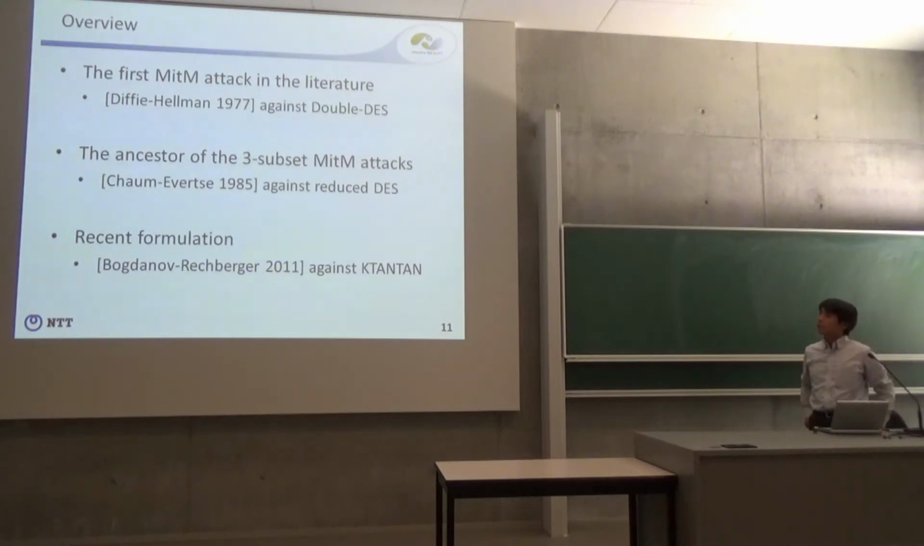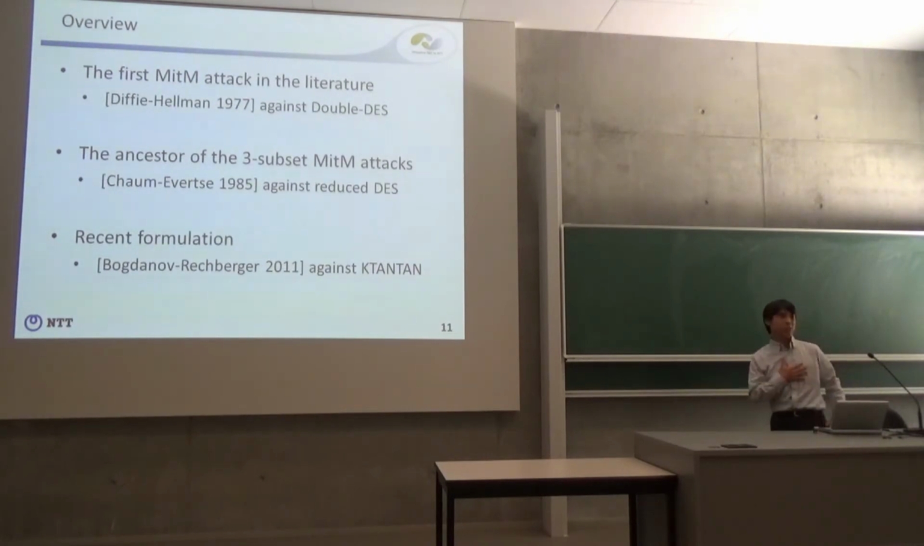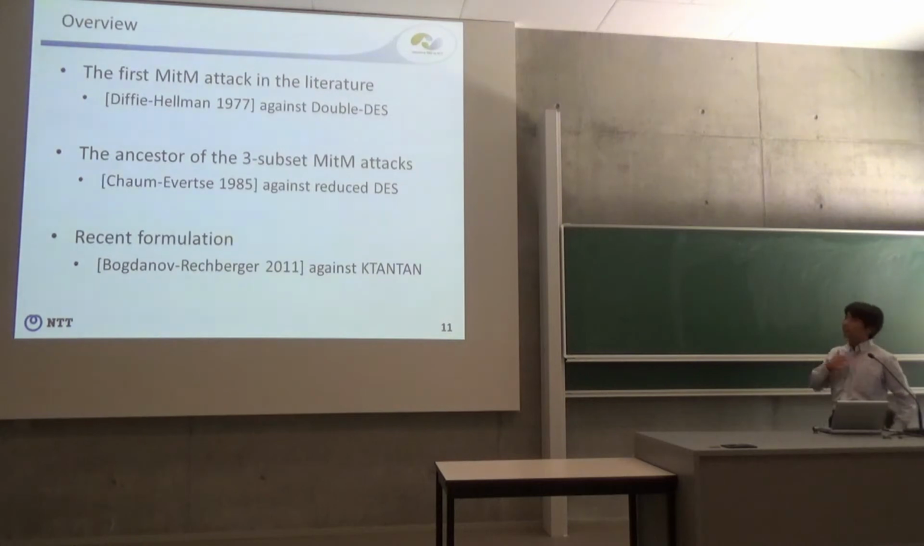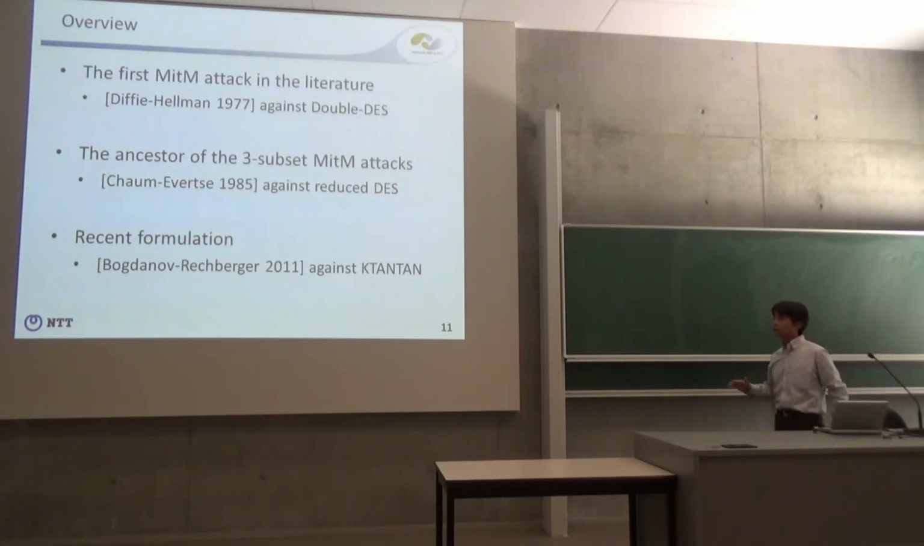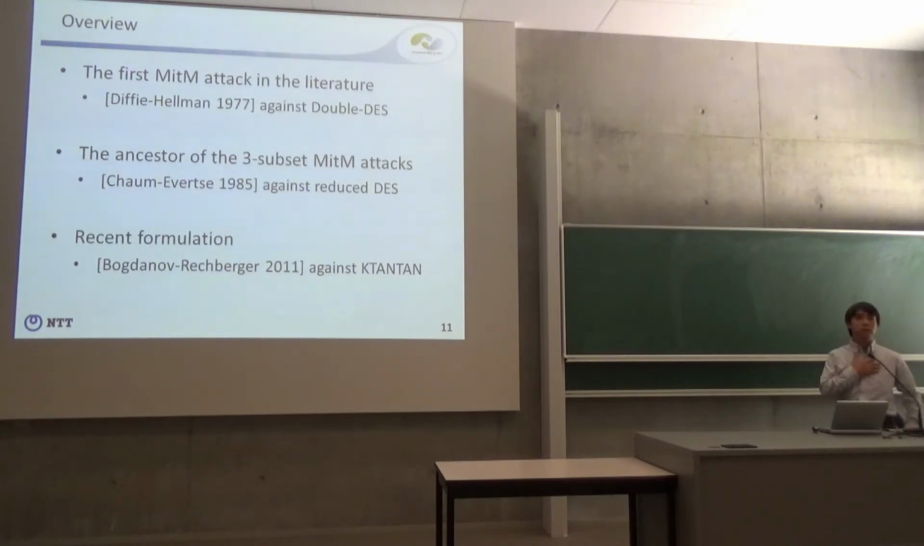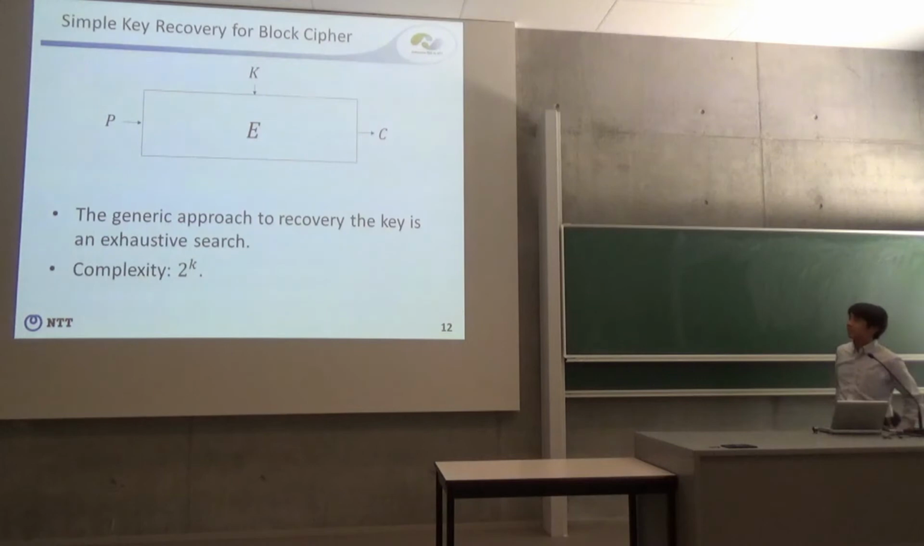And then the second one is the ancestor of the 3-subset meet-in-the-middle attacks. It was by Chaum and Evertse in 1985, against reduced-round DES. At that time, there was no term 3-subset meet-in-the-middle attack, but actually the attack is a 3-subset meet-in-the-middle attack. And the name and some evaluation formula were recently formulated by Bogdanov and Rechberger in 2011. Especially, they proposed 3-subset meet-in-the-middle attacks against the specification of the Ktantan cipher. So that's the overview. Okay, so let's get into the technical details.